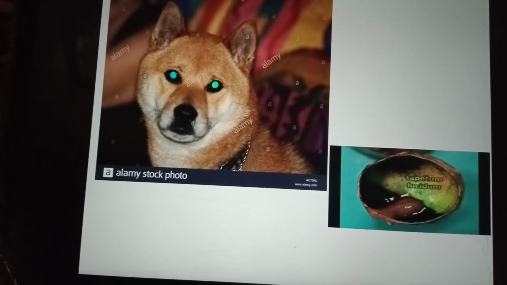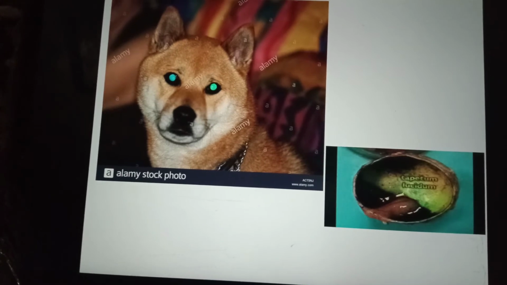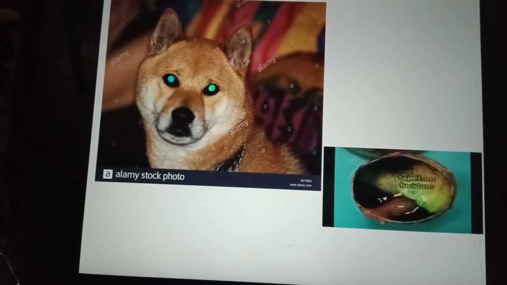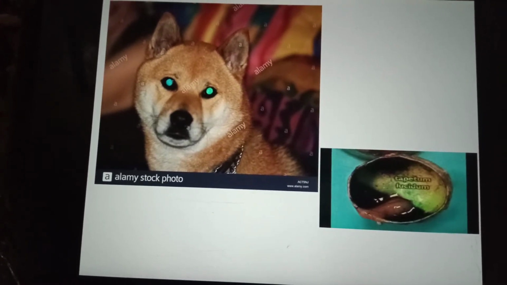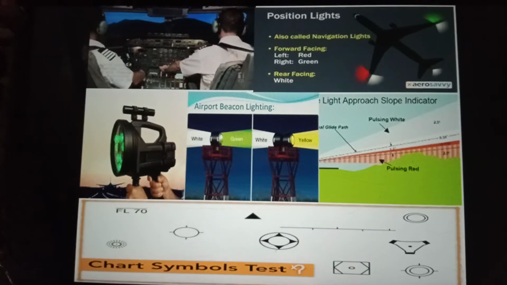Have you seen the eyes of cats and dogs shining in the night? The reason for this is the presence of tapetum behind the eye, which is a layer capable of reflecting light.